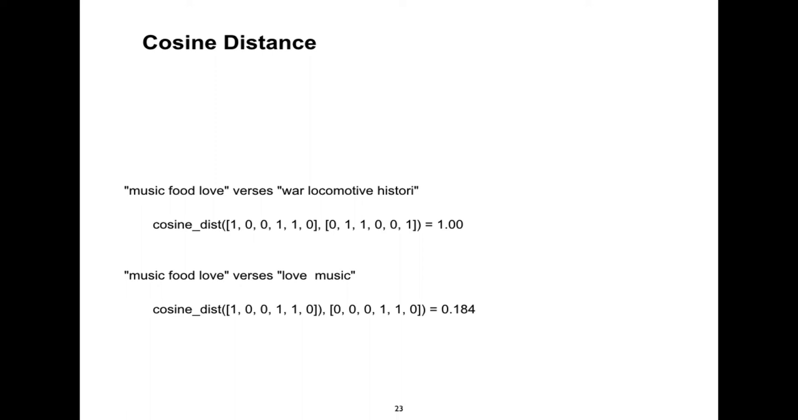So here, again, turning the vectors with the cosine distance. These two sentences have nothing to do with each other, right? And so the cosine distance is 0. These both have love and music, so they're close together. So the cosine distance is closer to 0.